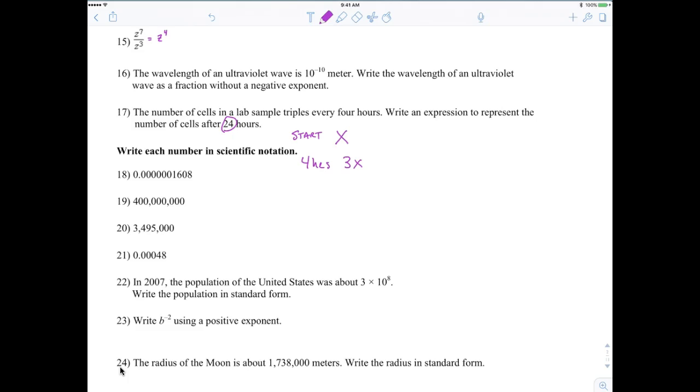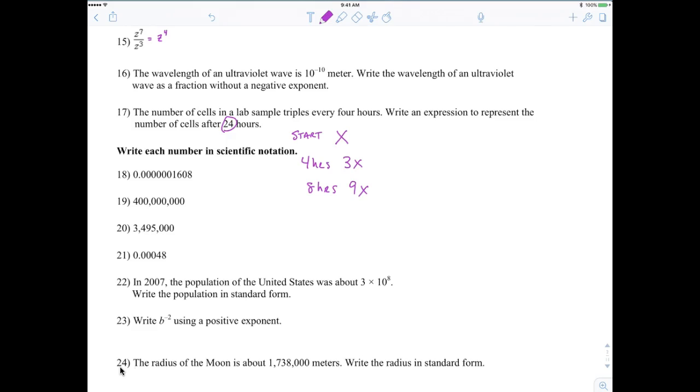Now, after 8 hours, you can tell me how much we're going to have after 8 hours. How many cells? Go ahead, take a shot, Julian. It's okay. What am I doing every 4 hours, Julian? Well, does it say I'm adding or does it say I'm doing what? By what? Yes, you're multiplying by 3. Right, it should be 9x.